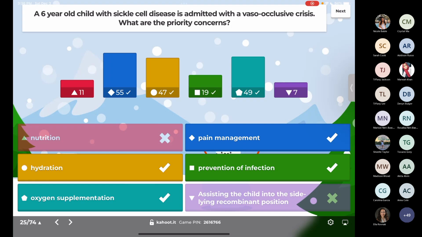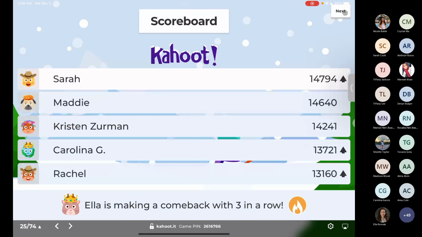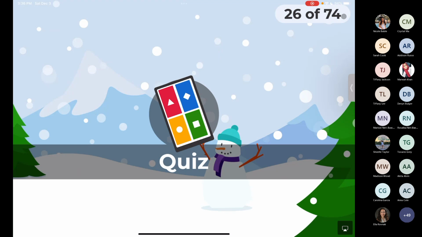All right, good job, guys. So, yes, we want to hop to it. We want to hydrate, oxygen supplement, pain management, prevent infection. Good job, guys. You are killing the game.